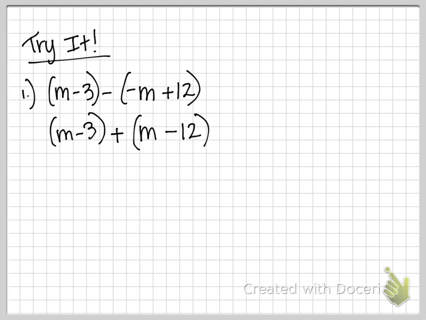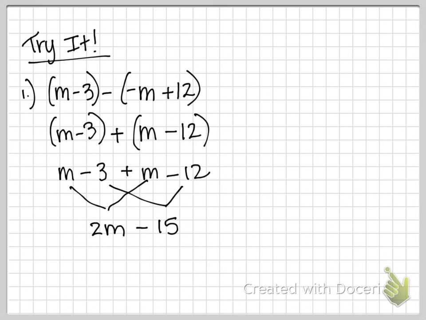And then I did m plus m, which is 2m. Okay, good. Right? M plus m, which is 2m. And then I did minus 3 plus -12, which is 15. What kind of a 15? Negative 15. And then you're done? Did you do this? Is that correct? Yeah, it doesn't matter. That's fine.